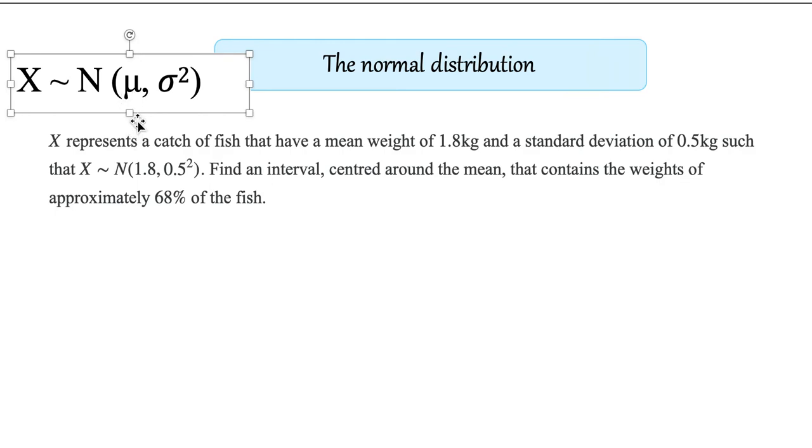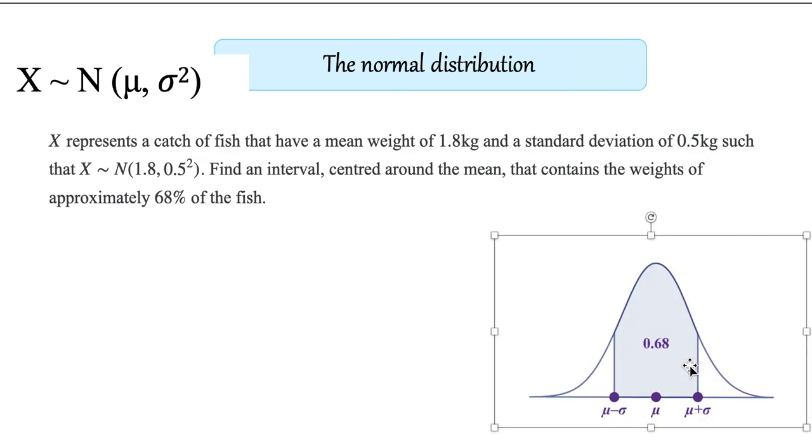So you know from it that they told you the mean is 1.8, that's why they plugged it in here. And then they tell you that the standard deviation is 0.5, they put it here, and then they squared it. They leave it in this form because this is the form that is most useful. And then they tell you, find the interval centered around the mean that contains the weights of approximately 68% of the fish. So this is where you find that the graph that I mentioned earlier is quite important, this one.